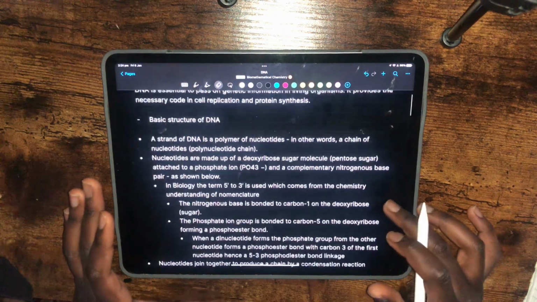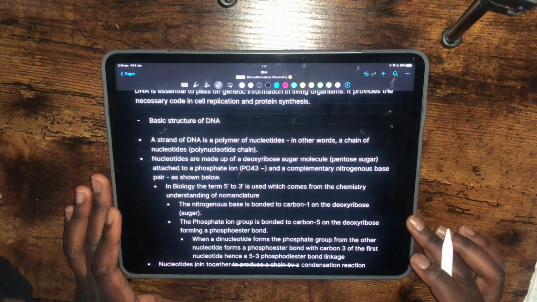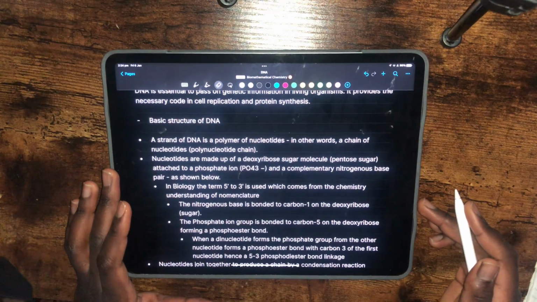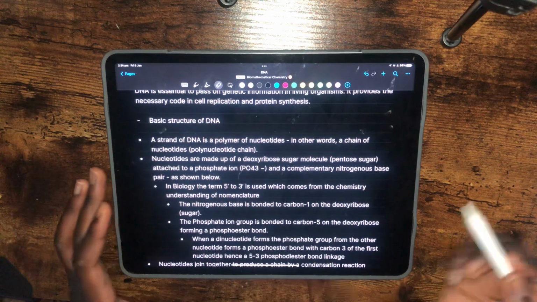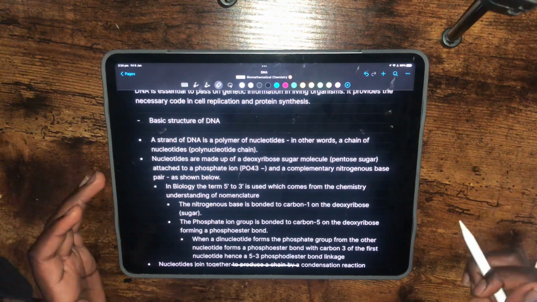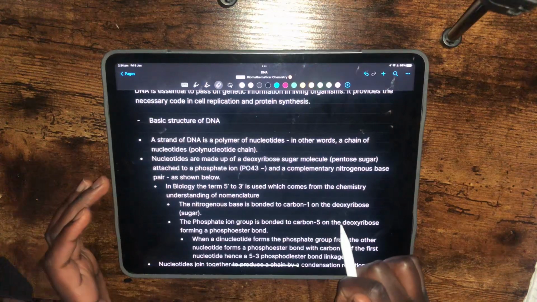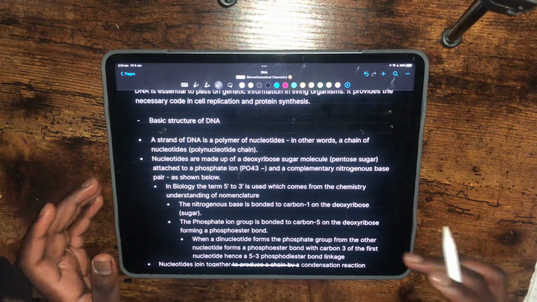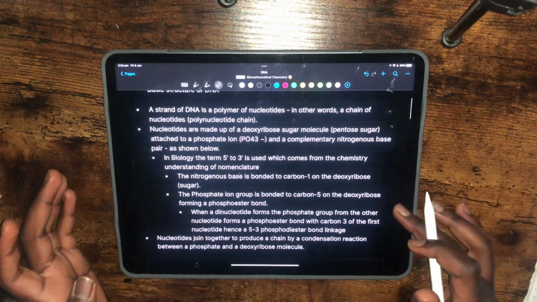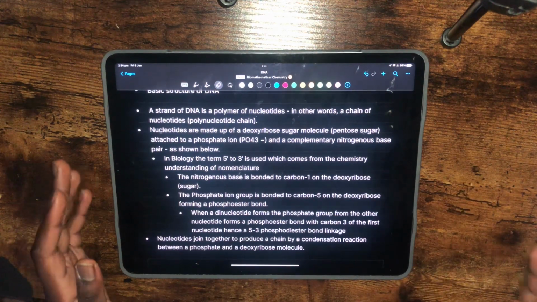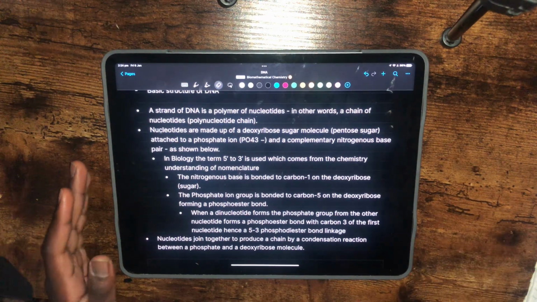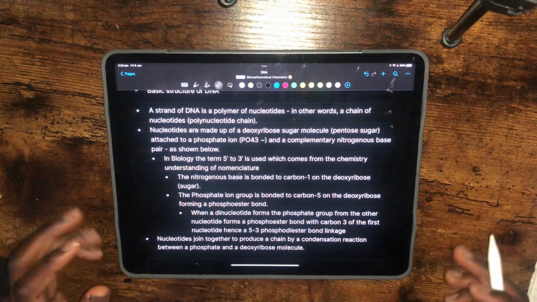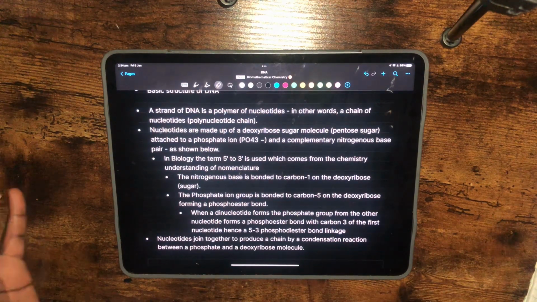But in biology terms, 5-3 is used, which comes from the chemistry understanding of nomenclature. So if you do A-level biology, you know about 5' to 3', but that understanding comes from nomenclature. So the nitrogenous base is bonded to carbon 1 on the deoxyribose sugar, and the phosphate group is bonded to carbon 5 on the deoxyribose, forming a phosphoester bond. When a dinucleotide forms, the phosphate group from another nucleotide forms a phosphoester bond with carbon 3 of the first nucleotide, hence we call it 5' and 3', a 5-3 phosphodiester bond linkage.